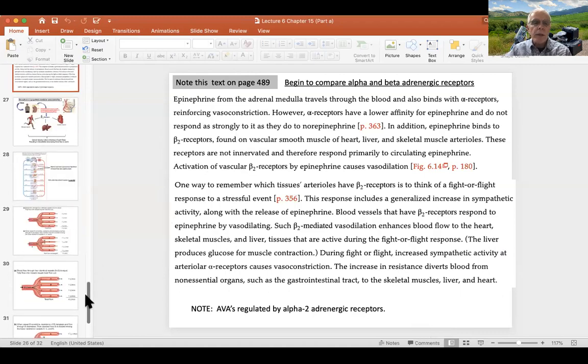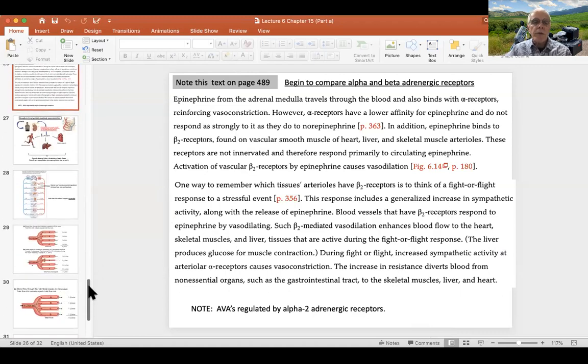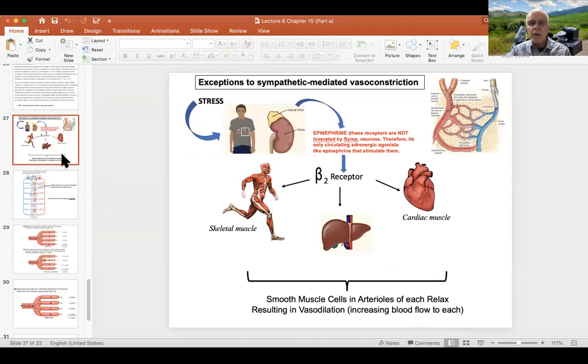You can see I've reduced this. I've only got a few images to cover with you. I want to begin to talk about different types of adrenergic receptors. Alpha-2 receptors are the receptors that mediate sympathetic vasoconstriction. This next one I'm going to talk about, the beta-2 receptors, mediates dilation. So I'm going to stop at this point and have my weekly recitation with you guys. I'll pick up with this image next time and continue on.